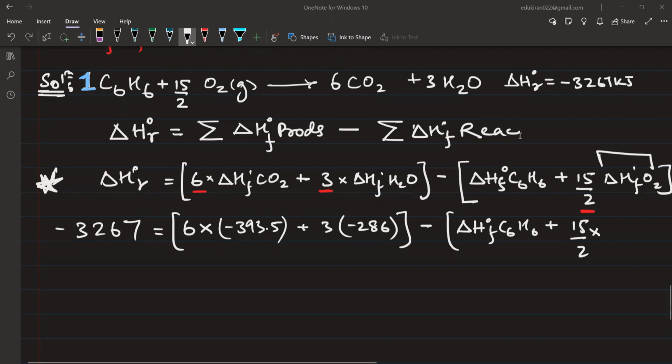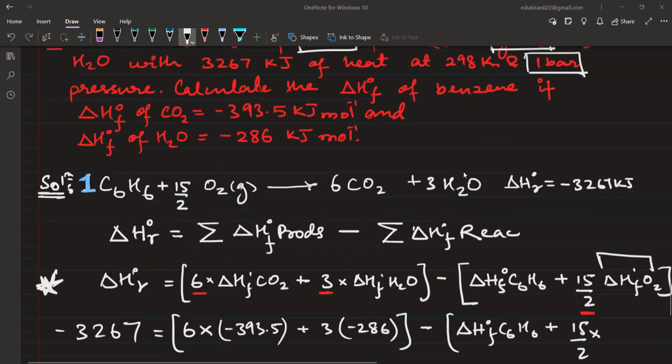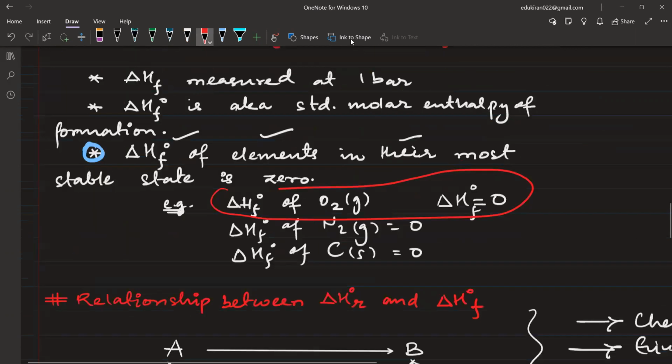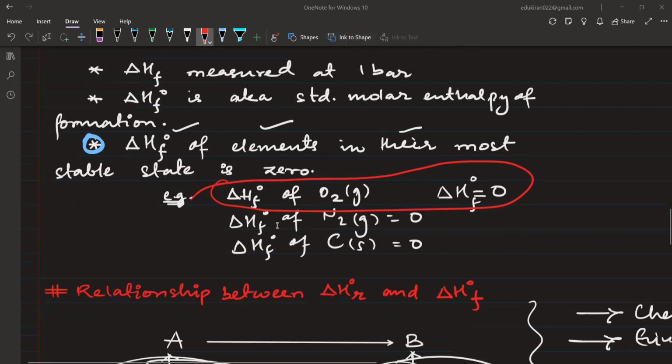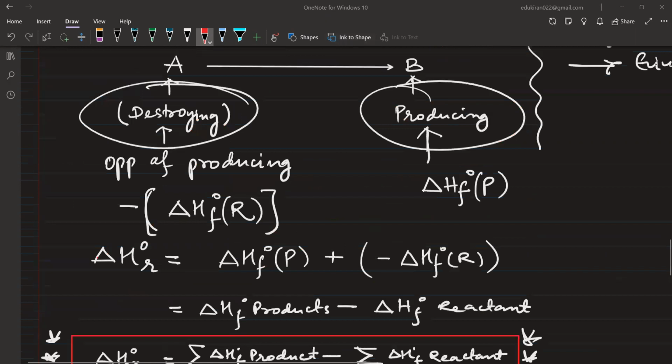The value for O2 is not given. Arrey bhai, what is O2 for you? Do you remember something? Enthalpy of formation of O2 gas will be what? Zero. Why will it be 0? Because it is in the most stable state. So for O2 gas it will be 0. Okay, so nothing is missing in the question. Please remember, this will be into 0 because of the definition.